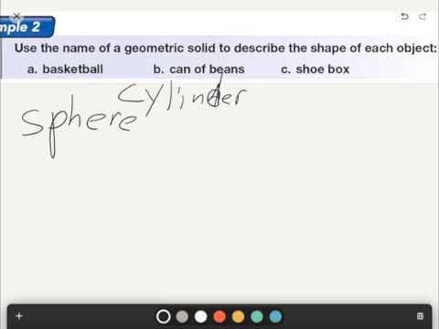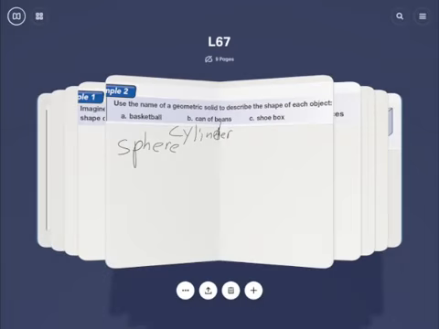Okay, and the last one is shoebox. Rana, what do you think? It's a rectangular prism because it's like a box. I'm not gonna write that out. We were just looking at that word. Rectangular prism. Very nice. All right.